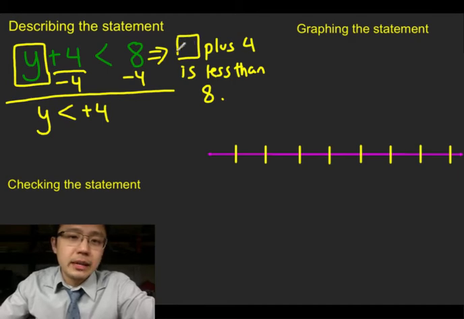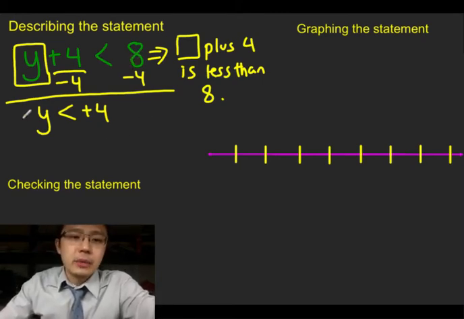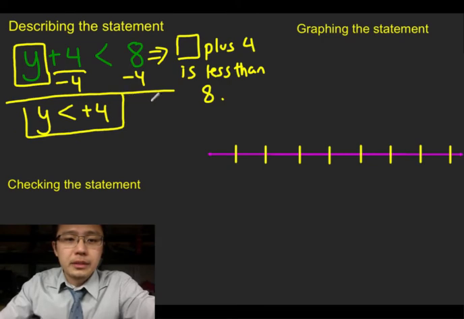So what number can go into this blank, or into the variable, and added to 4 will make it smaller than 8? That's what you're trying to solve. After you have solved for the variable, this is saying that y is less than 4.